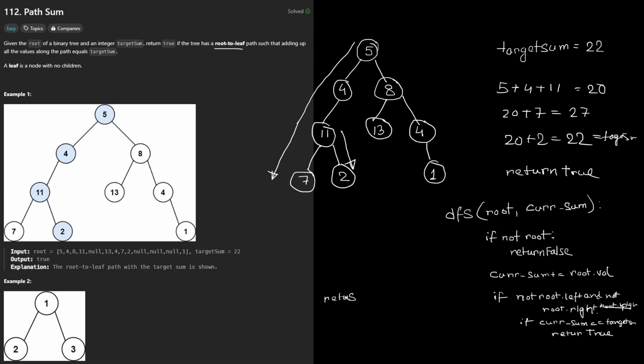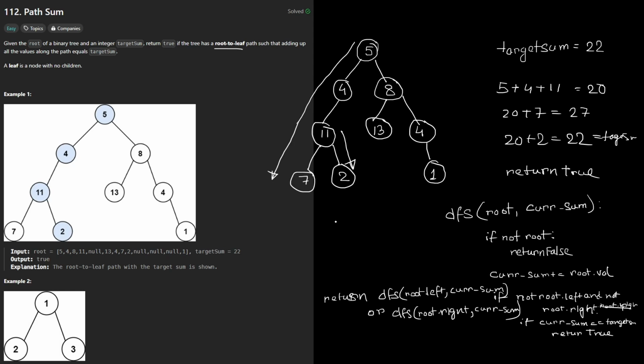So we are going to do a DFS, so it would be return DFS of root dot left, and our current sum we are going to pass in, or. So either of them means if you're able to find it in the left node or the right node, it doesn't matter. If it's returning true, we are going to return true. So dfs root dot right and current sum. So that's pretty much the code, how you're going to traverse it.